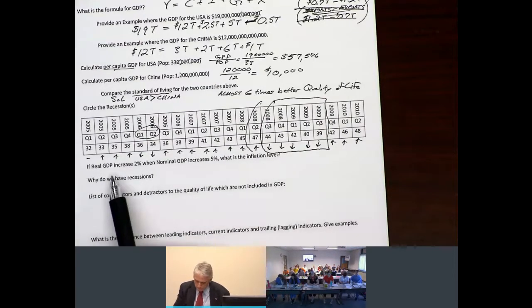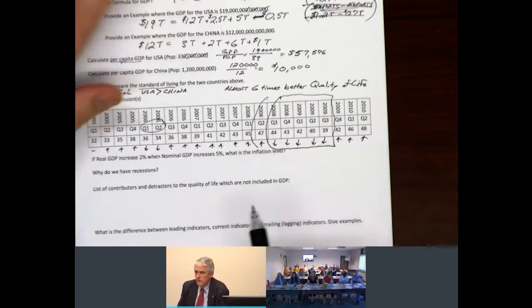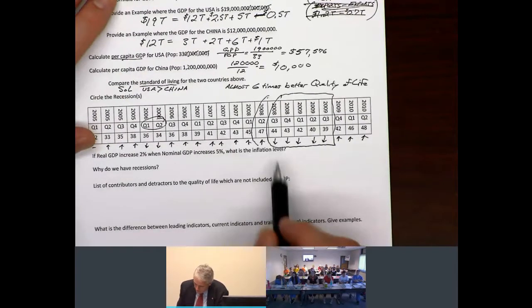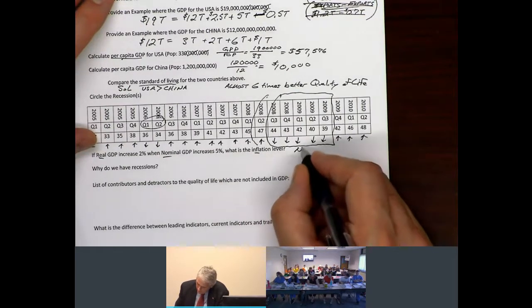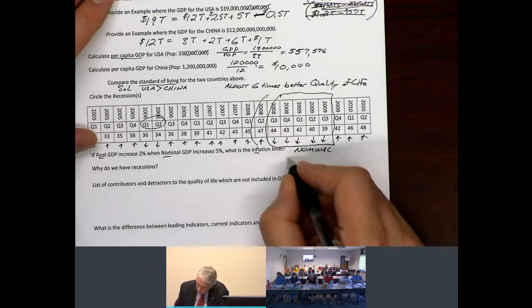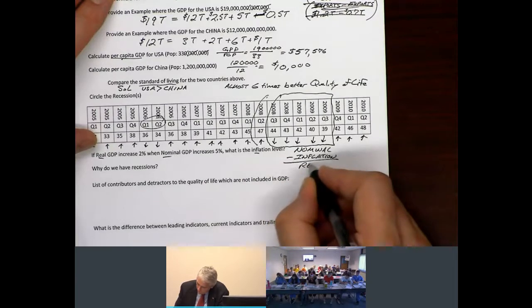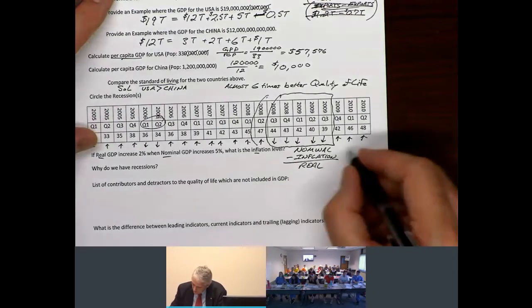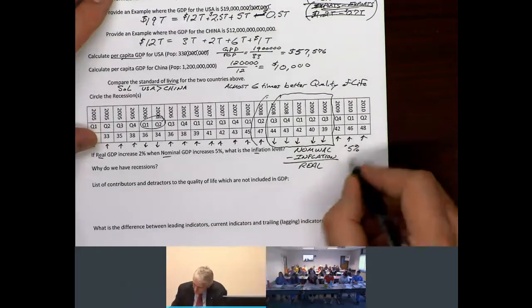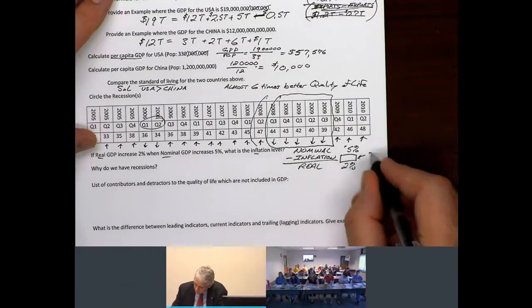If real GDP increases 2% when nominal GDP increases 5%, what is the inflation level? Well, great question. It's really important to be able to know the relationship between inflation, nominal, and real. And the relationship is this: nominal minus inflation equals real. So in this case, you can pop those numbers in. Nominal is 5% and real is 2%. So therefore, the missing piece must be 3%.